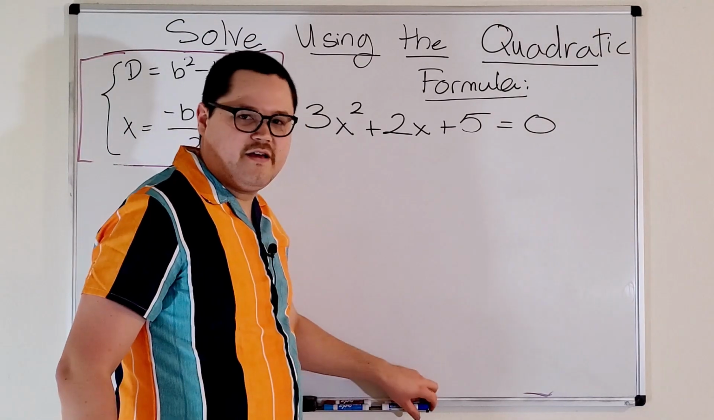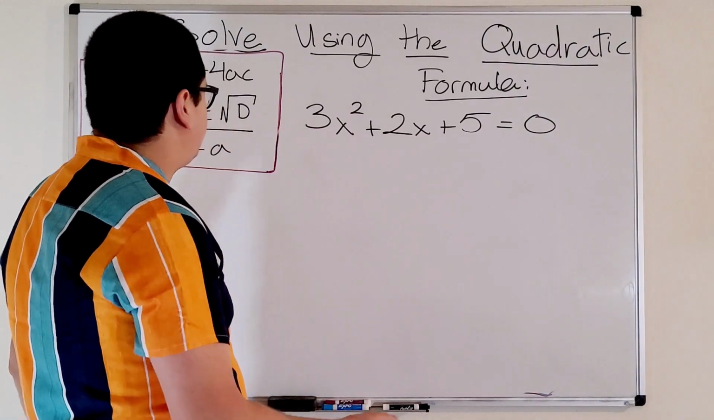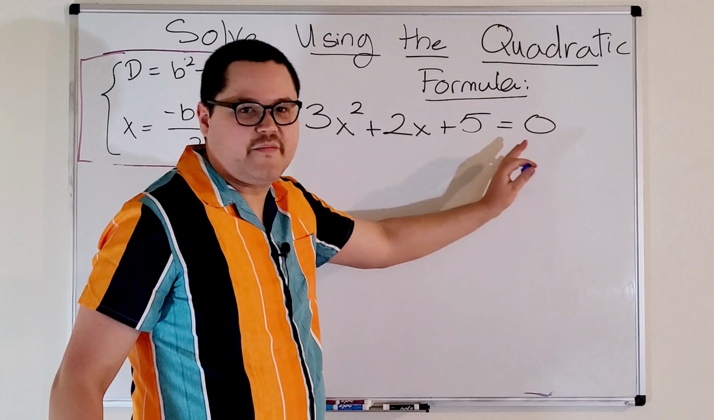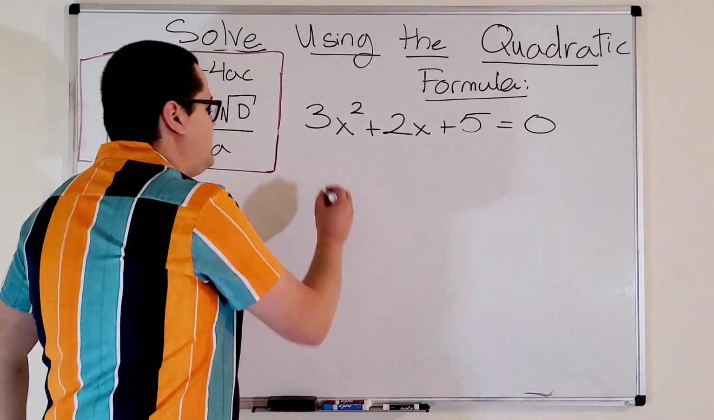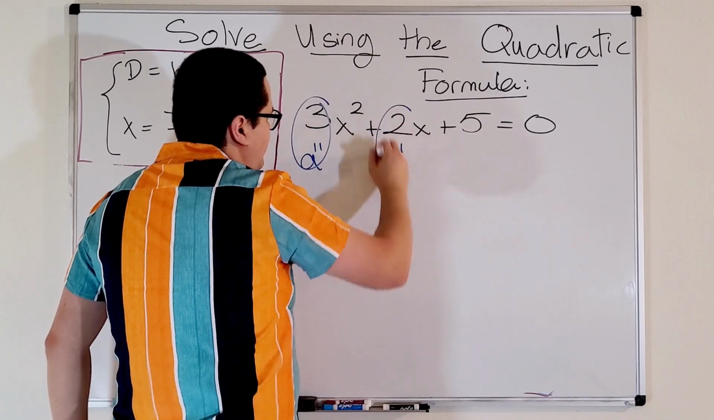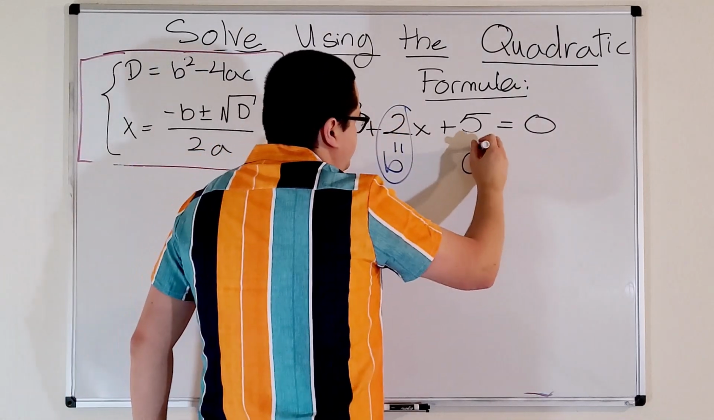Anyway, we already know a, b, and c, because this is written in terms of descending powers of x, as usual. So a is 3, b is 2, and c is 5.